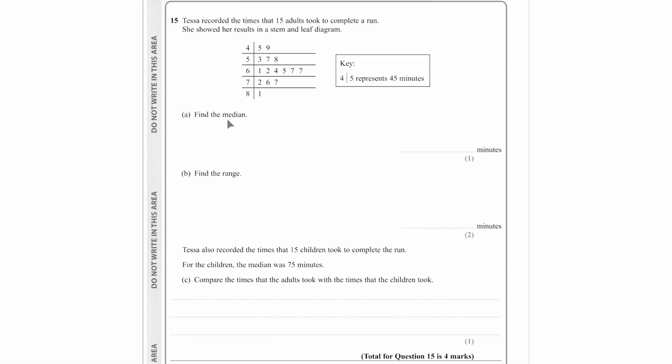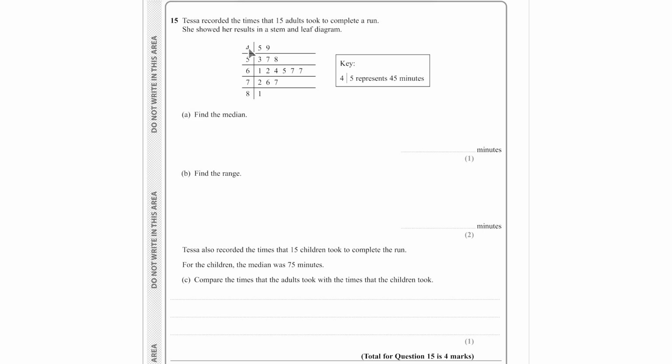So the median is the middle value. And if we have a total of 15 times, so 15 times for this run, it would be the middle one. It would be the 8th one. So we cross off 7 from either side. So firstly, we'll list them out and then I'll show you how to do it on the stem and leaf.